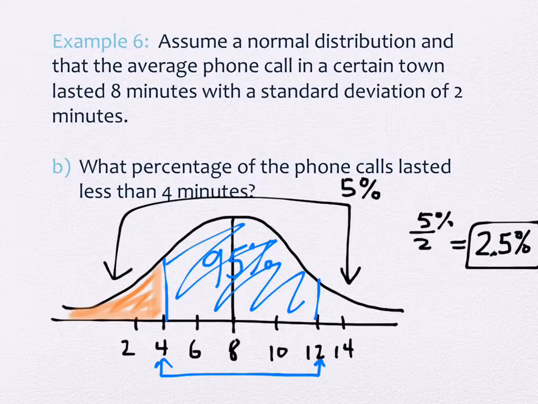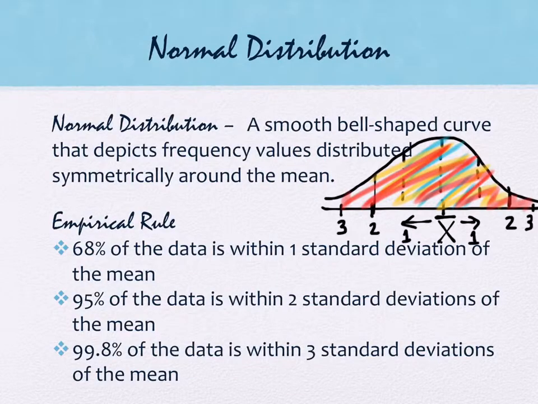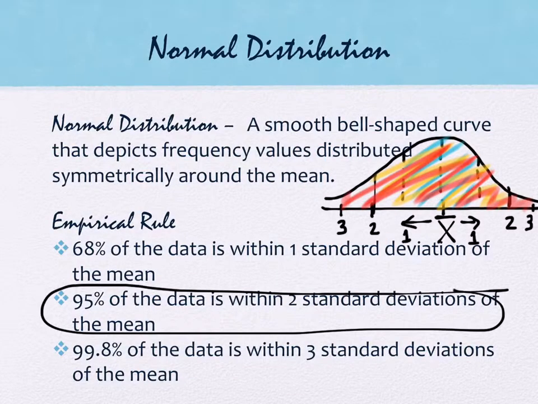Yep, Lauren. I'm not understanding how we got the 95%. Okay. Can somebody help Lauren with that? Where do we get the 95%? The empirical rule. The empirical rule right here says that if we're 2 standard deviations away, we're going to be 95% of the data. Oh, okay. That's where that came from.